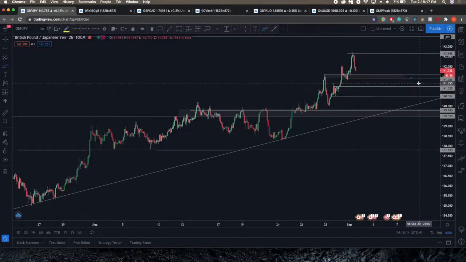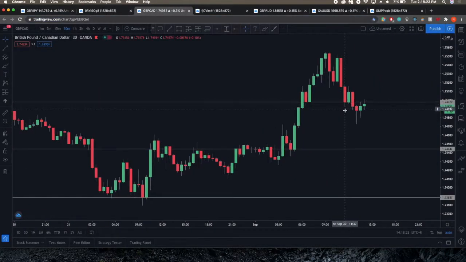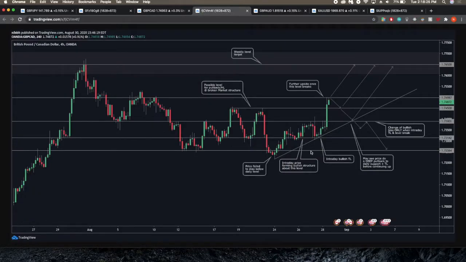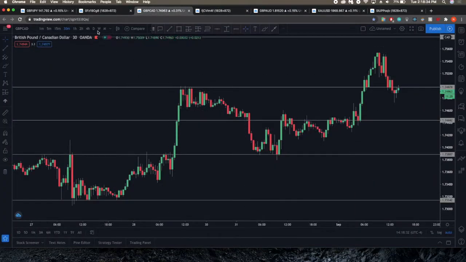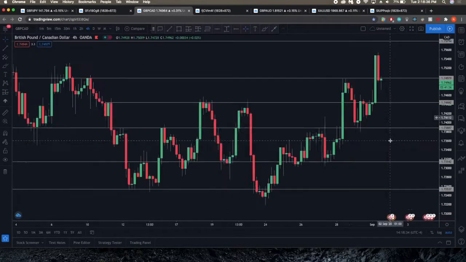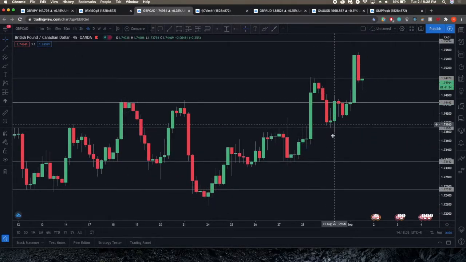So that was GJ. GBPCAD did the exact same thing that I said. Remember this analysis I sent? Come down to here, create a higher low before continuing up. Tap the daily support trend line before continuing up. And would you look at this? Exactly what happened. Came down to this level, tapped it, created a higher low, and we made a new high.